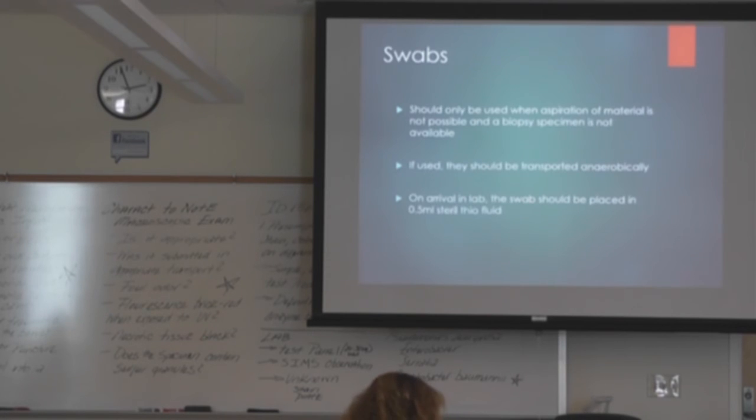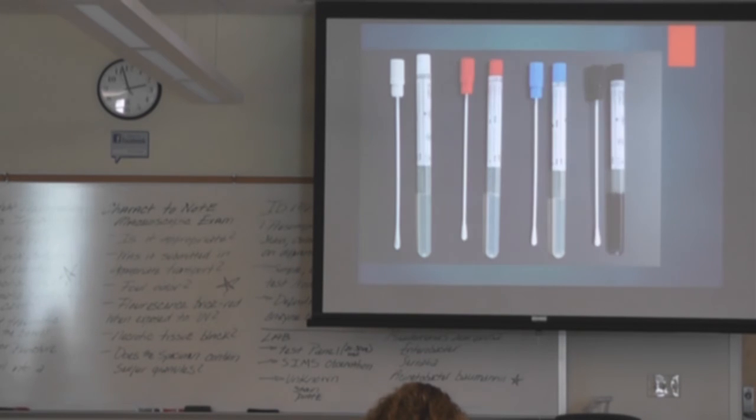Now, if you're talking about swabs, this is only supposed to be used when it's not possible to get an aspirate, okay? Or if a biopsy specimen is not available, then they'll have to use a swab. Transported anaerobically again, and then on arrival in the lab, this is important, the swab should be placed into 0.5 ml of sterile Thio Fluid. The Thio Fluid is what you guys have seen before. It was in that very first picture. It's the one where you can see the differences in the oxygen levels, okay? You can use Amies liquid as well.